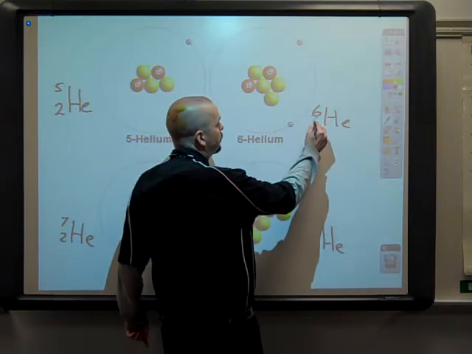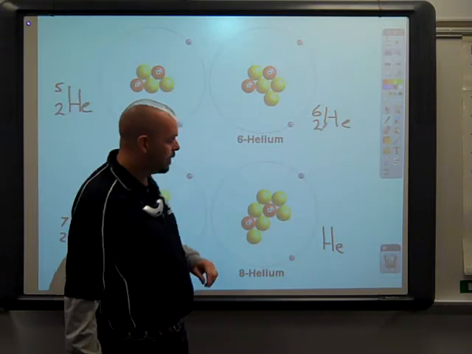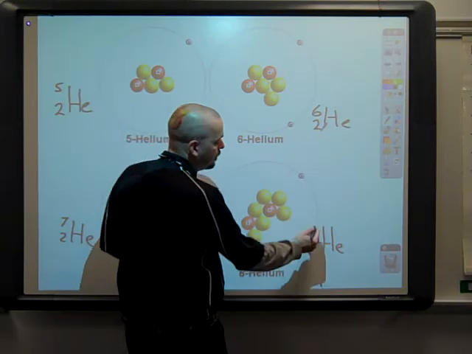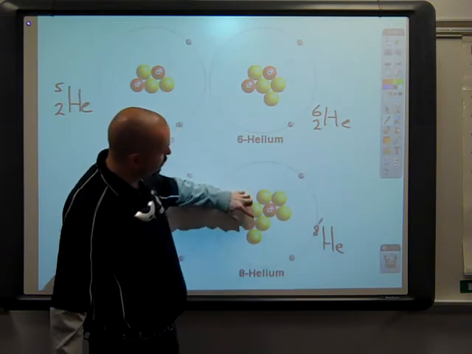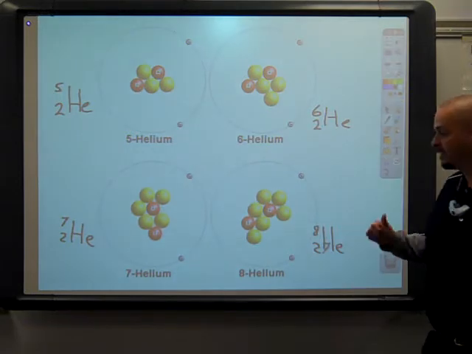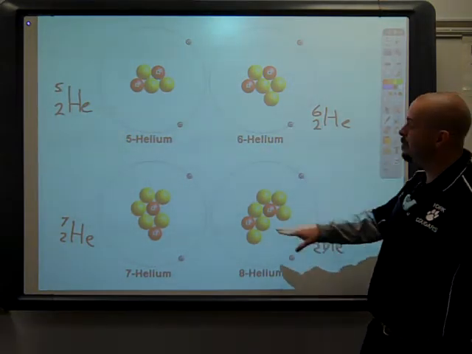And there are 2. And finally, again, on the top is the mass, the total number of particles. 1, 2, 3, 4, 5, 6, 7, 8. The number that goes on the bottom is the number of protons, and there are 2. So once again, we can see the symbols and the atomic numbers are all the same. What makes them different is their mass.